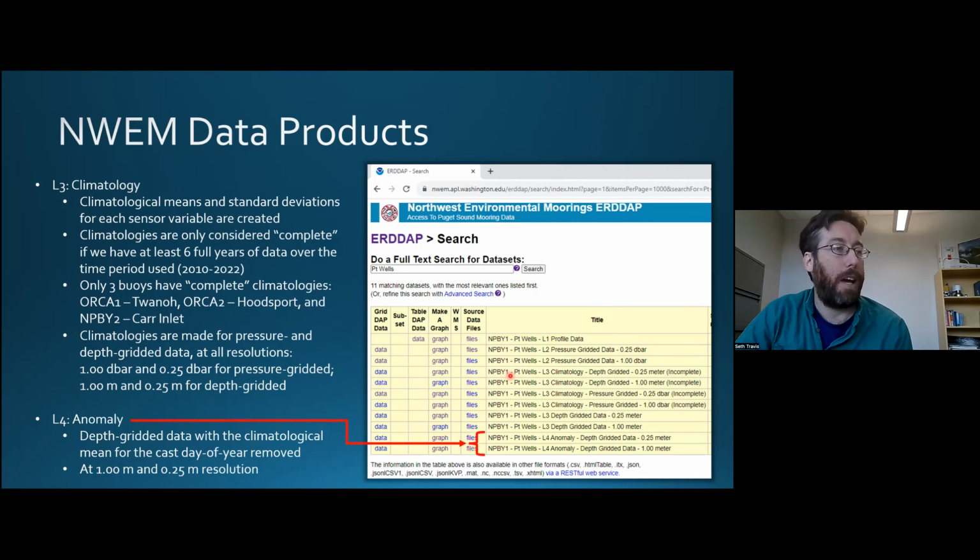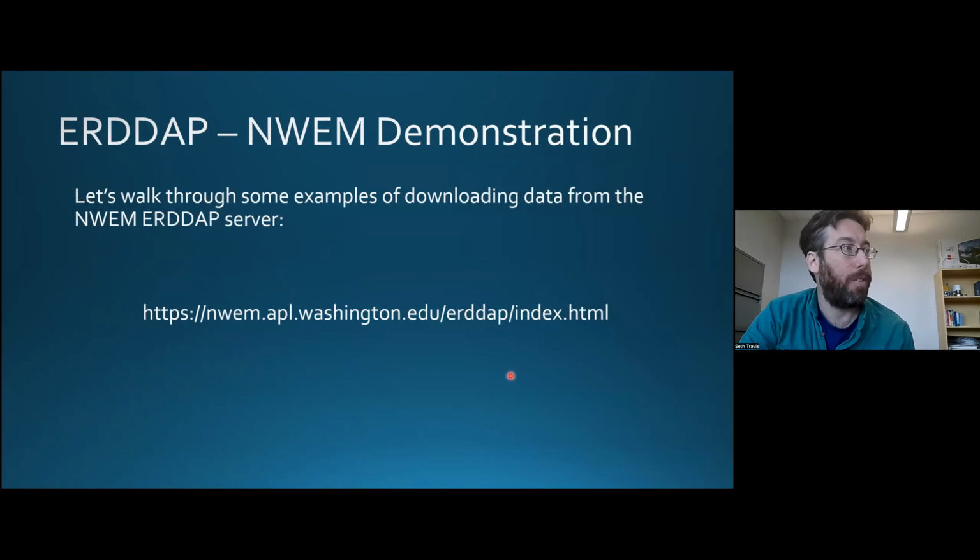And then lastly, we have our anomalies. So the anomalies are only done on the depth gridded data. And the anomalies are created simply by taking the day of year of any individual cast and removing the climatological mean for that day of year. And again, we have these at 2 different data resolutions.